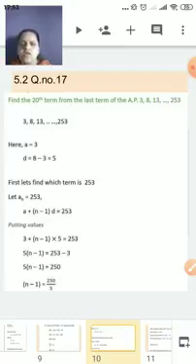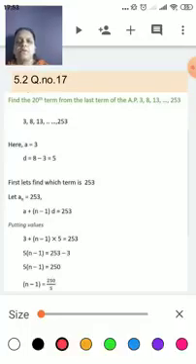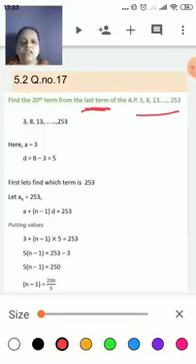Now let us continue with question number 17. Find the 20th term from the last term of the AP 3, 8, 13 and so on till 253. Don't get confused. The most important point is the last term. We will not start the 20th term from the beginning. We have to start from the last term: the last term is 253, then the second last term, third last term, coming in the backward direction to find the 20th term.